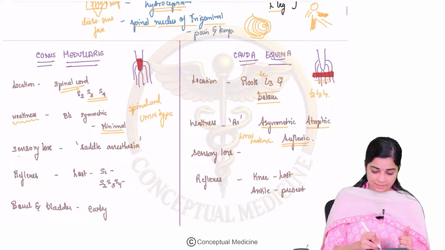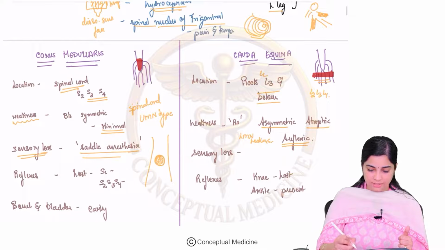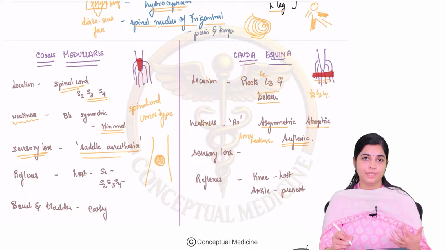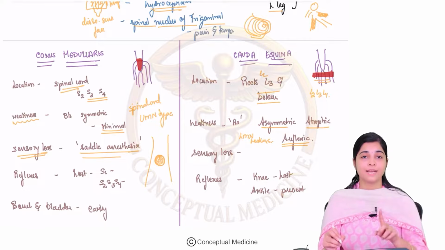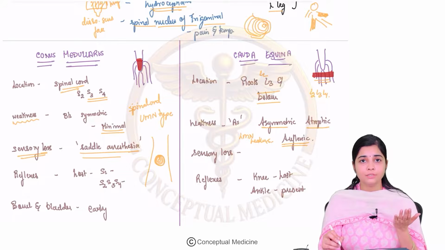Okay. Then where is the sensory loss? You have saddle anesthesia, right? The S2, S3 supply here, predominantly the perianal region. So, you will have a saddle-like pattern of anesthesia. So, many a times a conus medullaris patient will not even know that they have a problem. Okay, it is a walking patient because the weakness is very minimal. They are a walking patient.